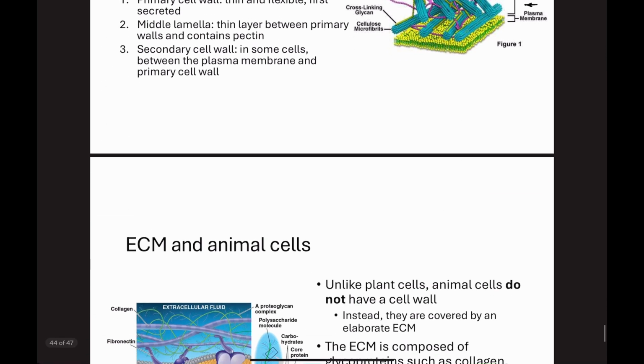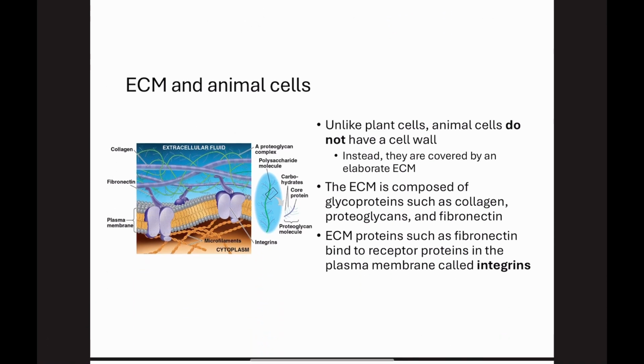So our animal cells do not have a cell wall, but they do have a really, really elaborate extracellular matrix. And the primary constituents of this extracellular matrix are glycoproteins, so proteins that have carbohydrates. It includes things especially like collagen fibers, which are going to be embedded into a network of proteoglycans. And collagen accounts for more than half of the total protein that we have in the human body.